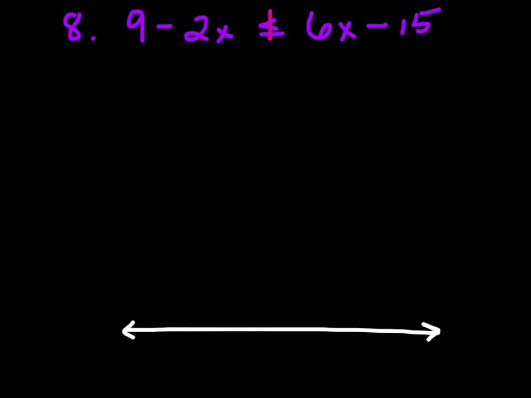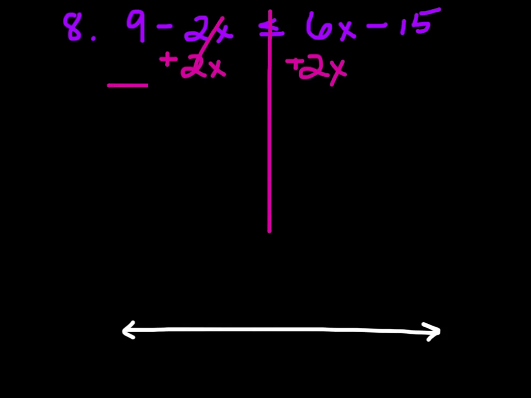So for number 8, we have x's on opposite sides of the equal sign. So I'm going to first move my x's together. It's easier to move the smaller to the larger, so I'm going to add 2x to both sides. Okay, that's going to cancel these 2x's out here. When I bring it down, I'm going to bring down my 9 is less than or equal to.